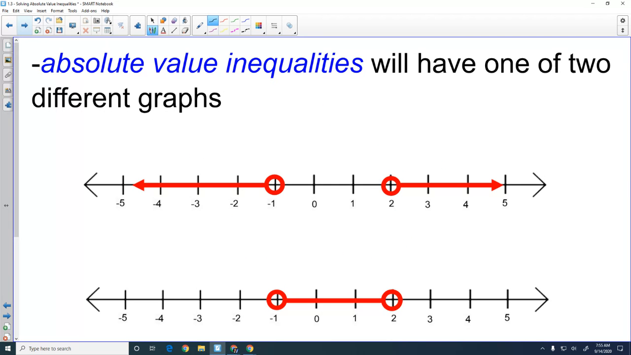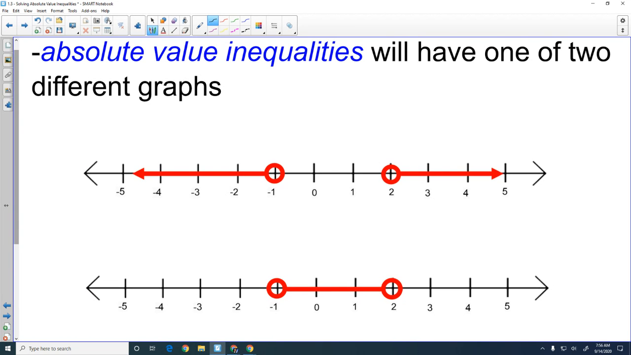Let's take a look at these a little bit closer, because we still haven't done anything with absolute value yet. I've just been building up, refreshing your mind on graphing inequalities on a number line. But we're getting towards absolute value inequalities, and every one of them is going to look like one of these two scenarios. Either the top one, where you've got arrows pointing in opposite directions, or the bottom one, where the arrows are pointing towards each other and we make this bridge, this connector. So one of these two different graphs.